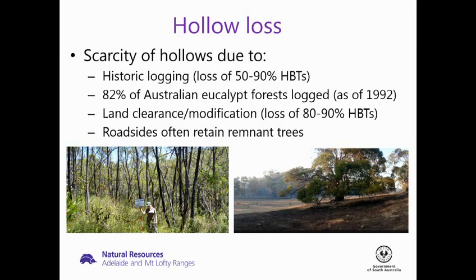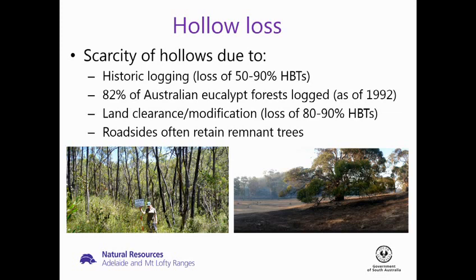Within those modified patches, lots of those patches have been logged, and logging's been found to result in the loss of between 50 and 90% of hollow-bearing trees in logged patches. And I was shocked by the figure that 82% of our eucalypt forests in Australia have been logged, and that figure was only accurate as of 1992, so I hate to think what it is now. And that results in situations like this where you get very large numbers of very small trees and very, very few large trees that are hollow-bearing left.